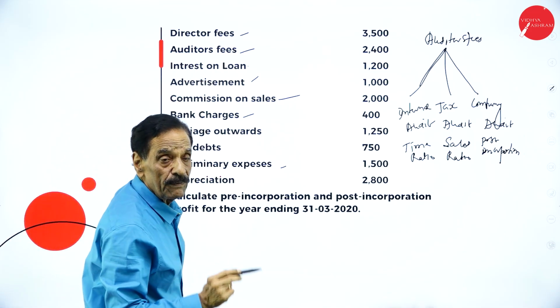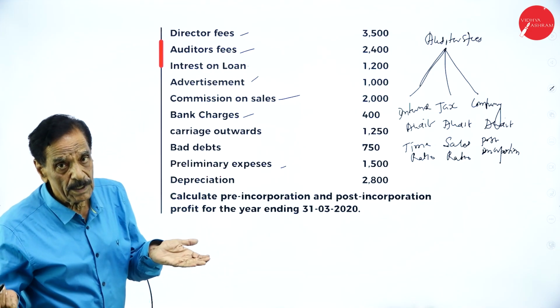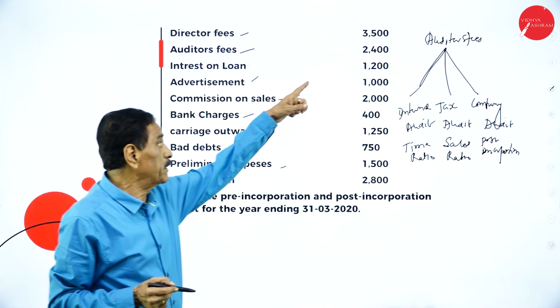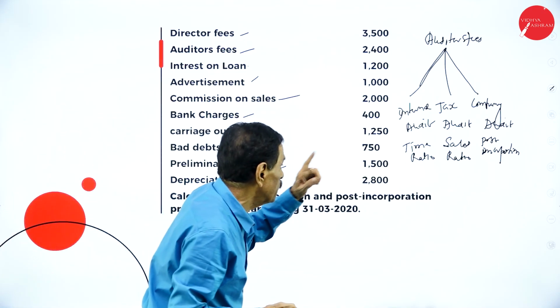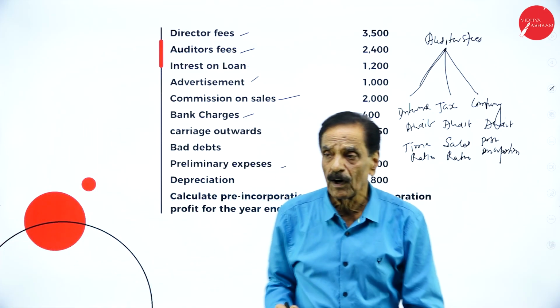Then director fees: after the incorporation is over, once incorporation takes place, only then will the director of the company be appointed. That's why it will come in the post incorporation period. Preliminary expenses will come in the post incorporation period. So you put it in the format now.